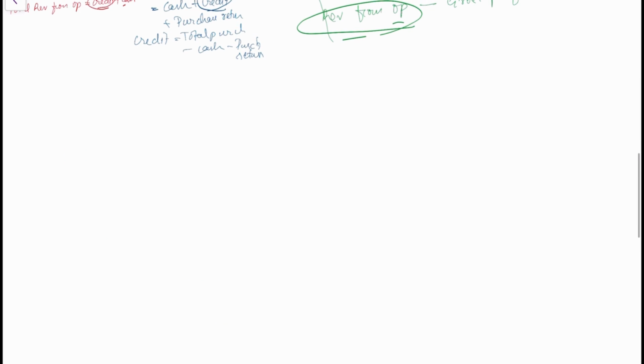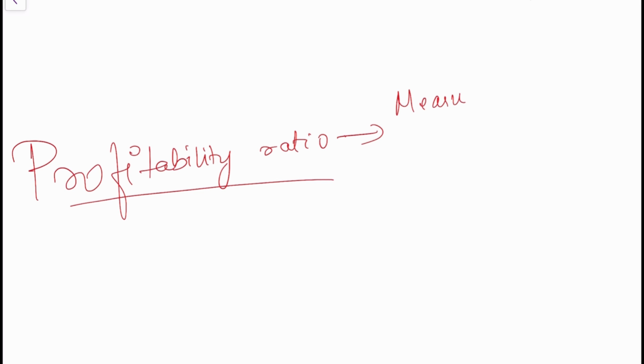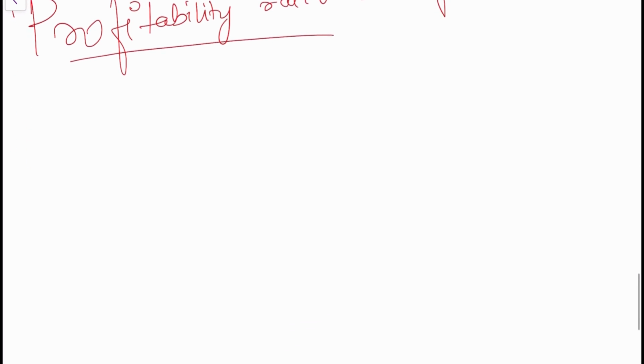Next ratio is profitability ratio. So what do you mean by profitability ratio? It measures the efficiency of business. Okay, profitability ratio measures the efficiency of the business.